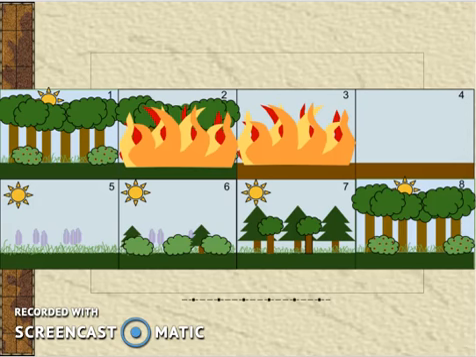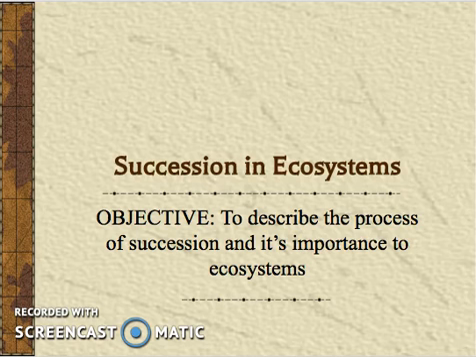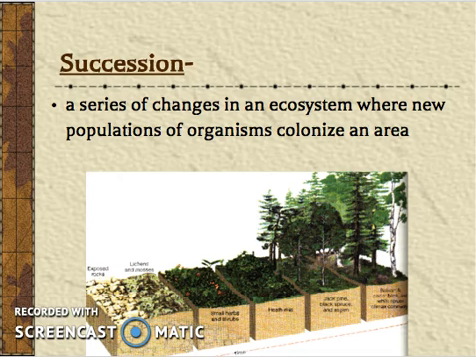This process that you've just described is actually called succession. So our objective for this lesson is to be able to describe the process of succession and why it's important to ecosystems. So the basic definition of succession is pretty simple. All it means is a series of changes in an ecosystem where you have new organisms populating an area of space. Any ecosystem, doesn't matter what type it is, new organisms moving into that area would be considered succession.